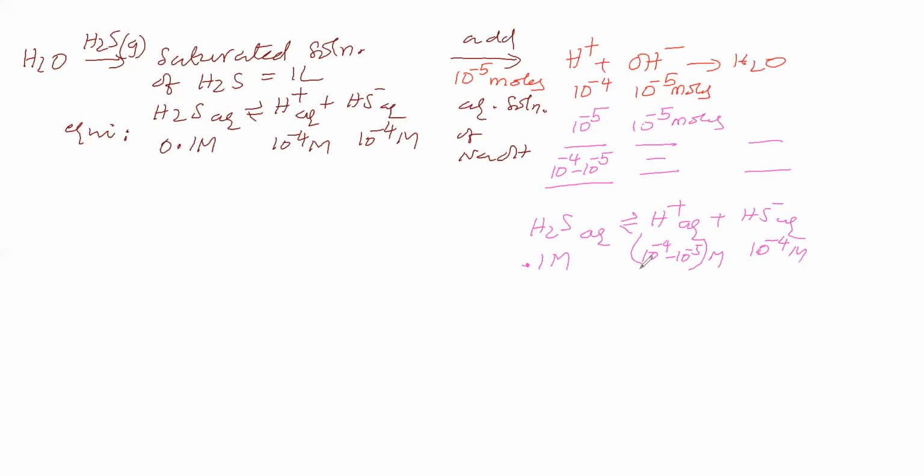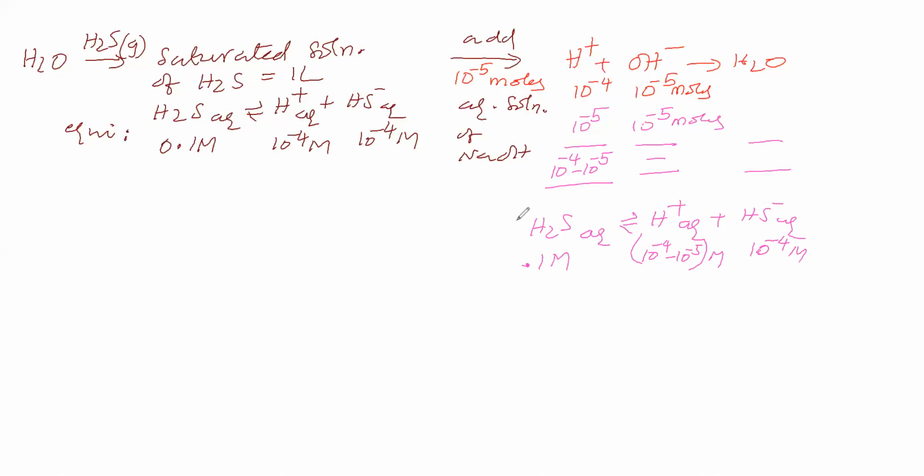So for H plus we have to write 10 power minus 4 minus 10 power minus 5. We should not write 10 power minus 4. Why? Because we added hydroxide. This hydroxide consumes H plus from here and becomes water. Therefore the number of moles of H plus ions is getting reduced, so the concentration of H plus ions is getting reduced.